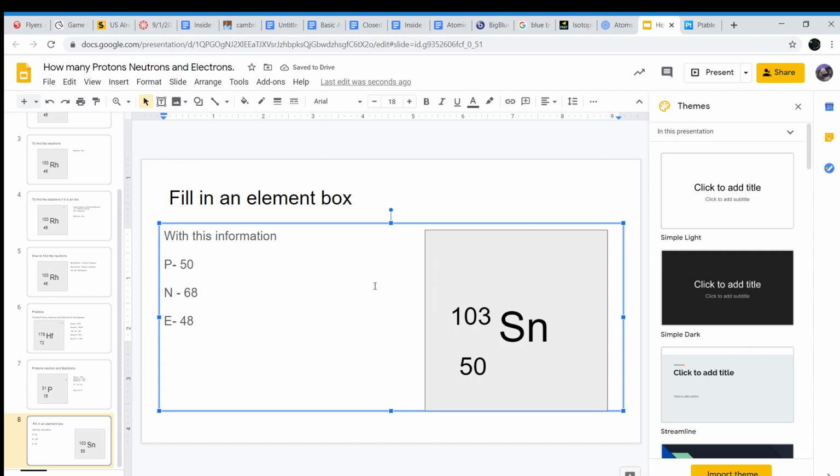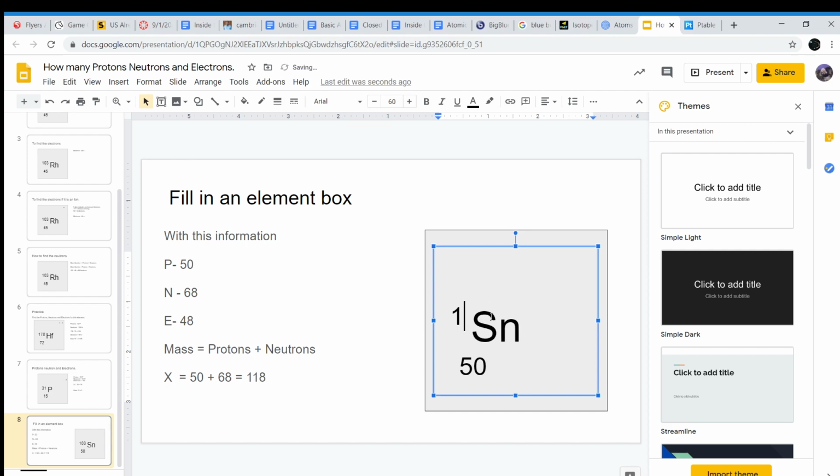Okay? Now we have to go ahead and figure out what the mass is, okay? Because this right here is our mass number, all right? So we'll go ahead and take 50, and we know that our mass number equals protons plus neutrons. Therefore, we can put x here equals 50 plus 68, okay? Which altogether will end up giving us 118. Okay, so for our element box, we go ahead and put 118.